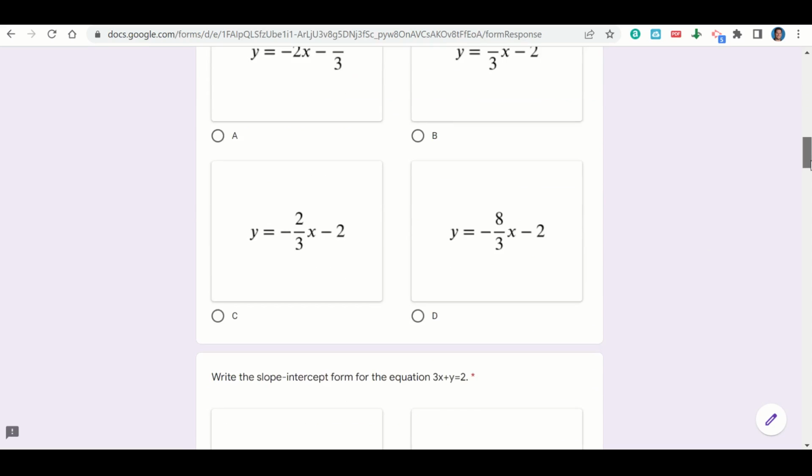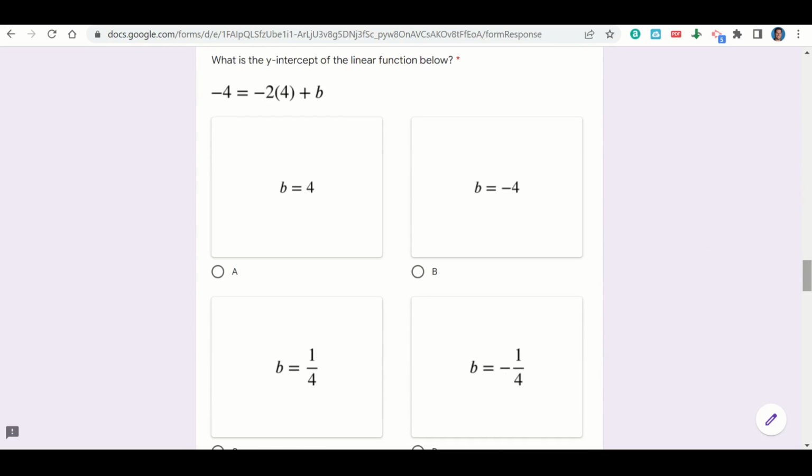And you'll answer a couple of those. And then when we get to here, we're going to start trying to solve for the y-intercept. So in this case, we're just going to solve this. So we have negative 4 is equal to negative 2 times 4 plus b. Well, negative 2 times 4 is negative 8. So we have negative 4 is equal to negative 8 plus b. We undo the negative 8 by adding it to the other side. So we end up with negative 4 plus 8, which is positive 4, is equal to b. So that's this one here.